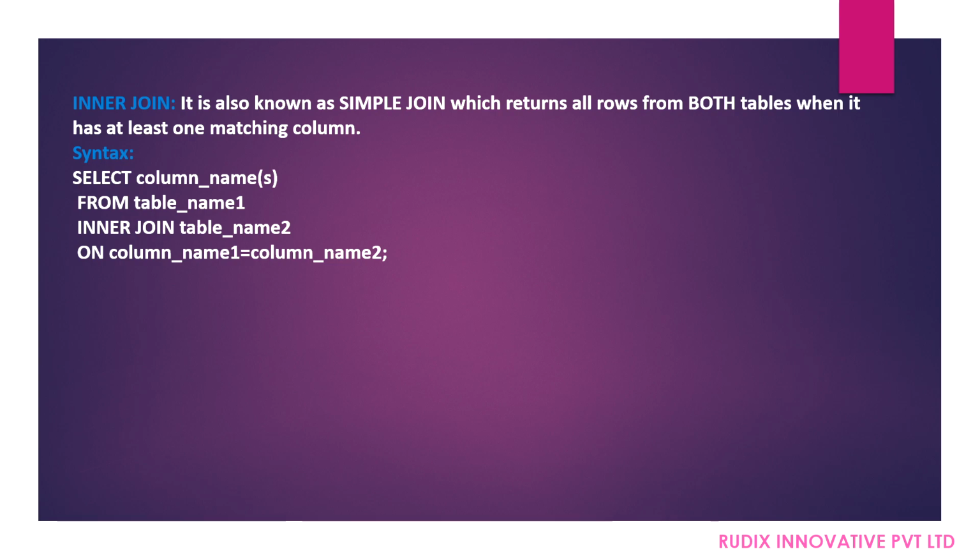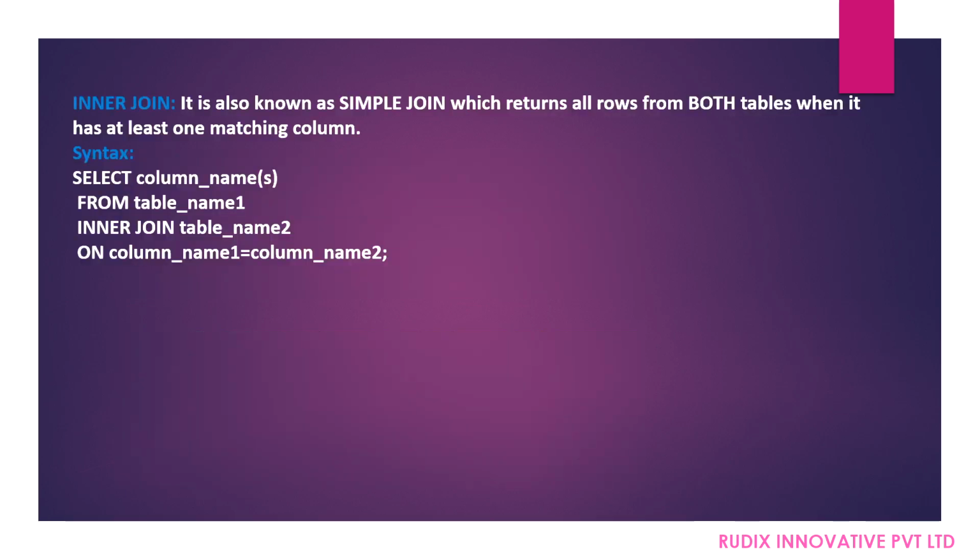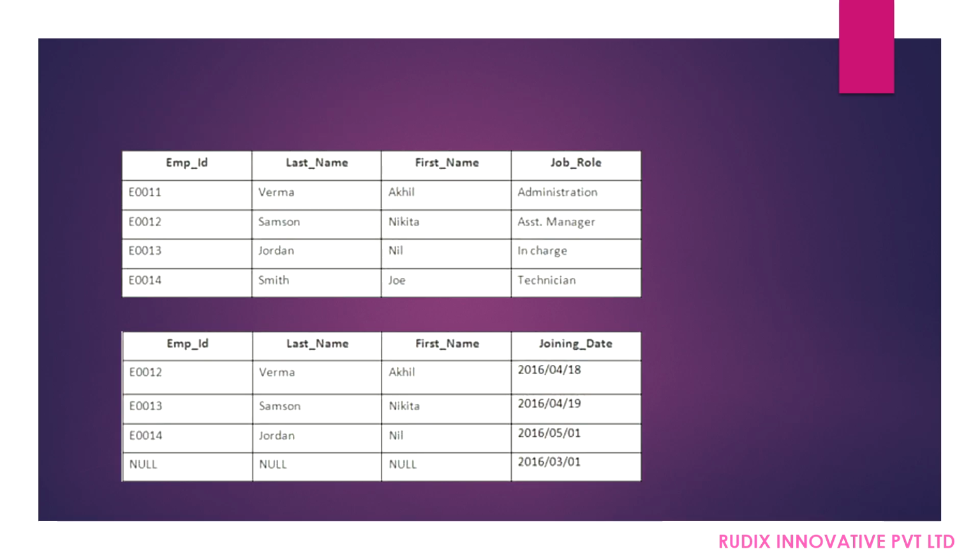Here we take the tables and join them using the inner join syntax. Here you see the first table: employee ID, last name, first name, job role. These are the column names. And the second table has employee ID, last name, first name and joining date. In this, the inner join returns all rows from both tables which have at least one matching column.